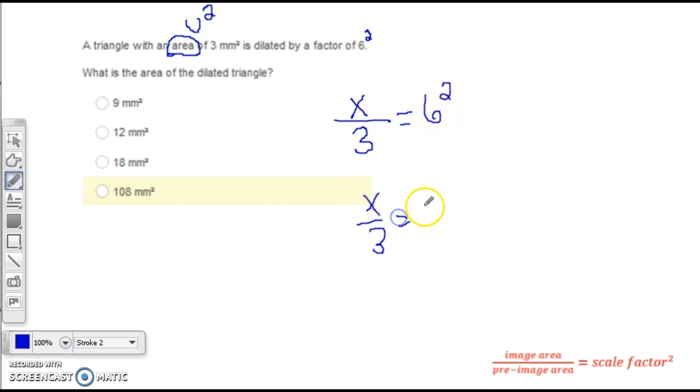So the scale factor squared is 36. And from here you can put a 1 under your fraction and cross multiply. So 1 times x is x. 36 times 3 is 108. That is going to be your new area.